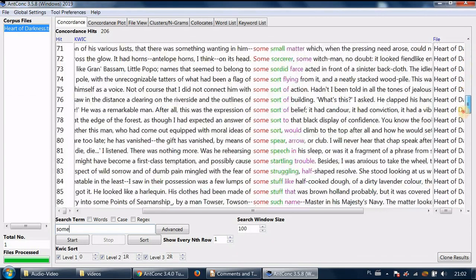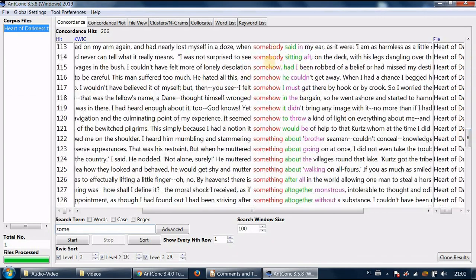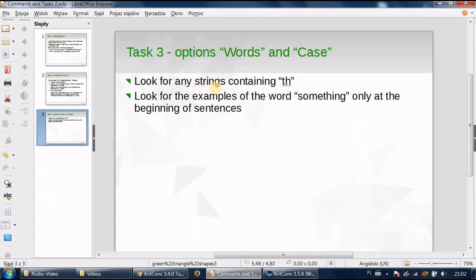So you see, somebody, somehow, and all this is included. So if you switch this off, it will not look for individual words, but for any strings containing what you've written. And the task is: look for any strings containing th. Please do it now. Stop the recording and do it now.